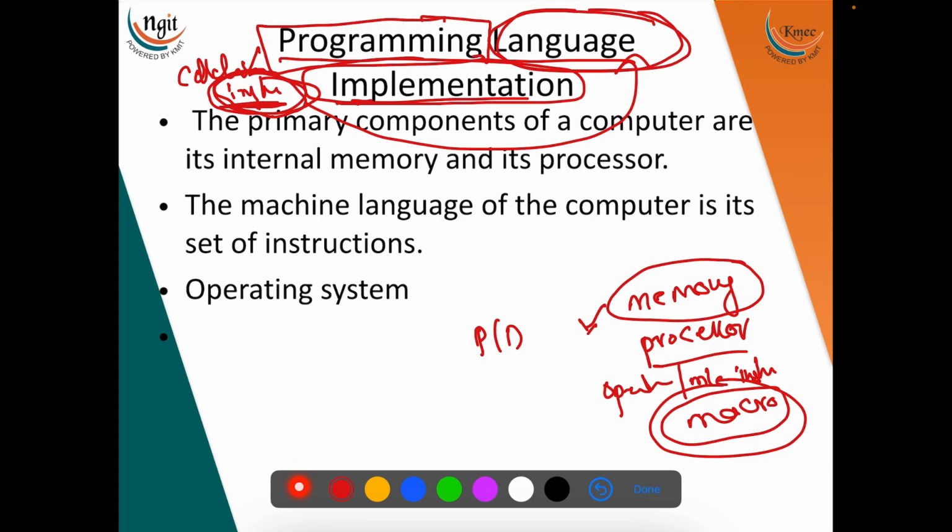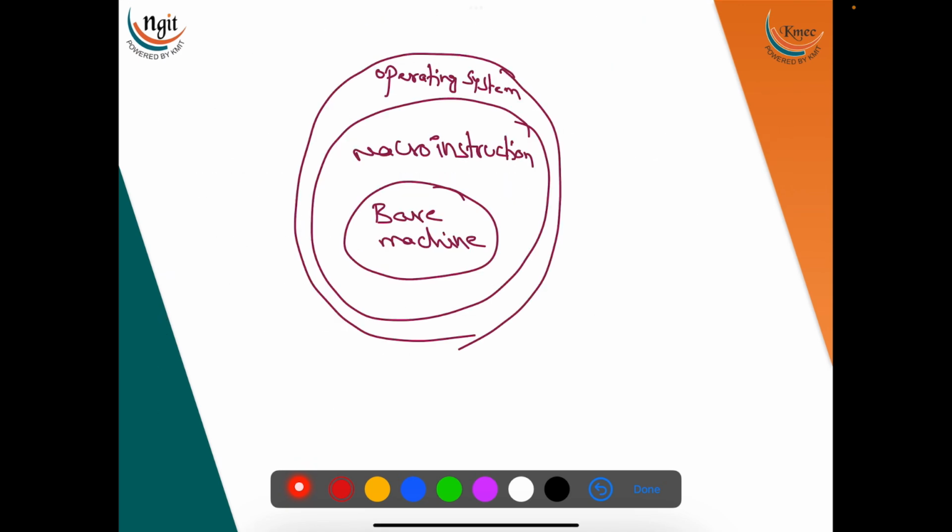Now the machine language of the computer is a set of instructions. A language implementation system cannot be the only software on a computer. It also requires a large collection of programs called the operating system, which supplies higher level primitives than those of the machine language. The operating system and the language implementations are layered over the machine language interface. Now, if you see this, this is your bare machine.